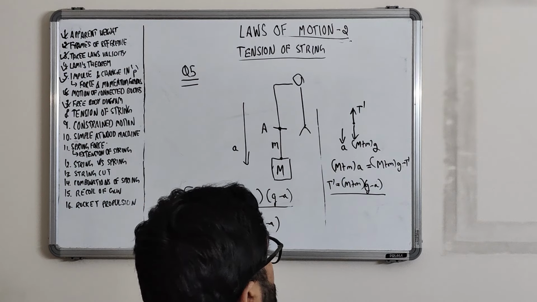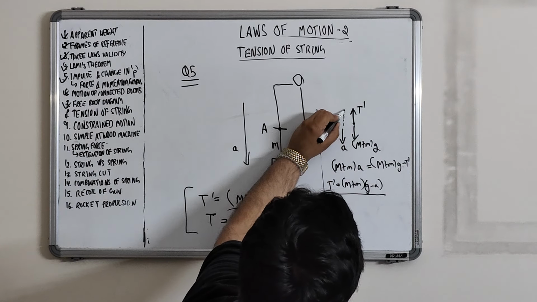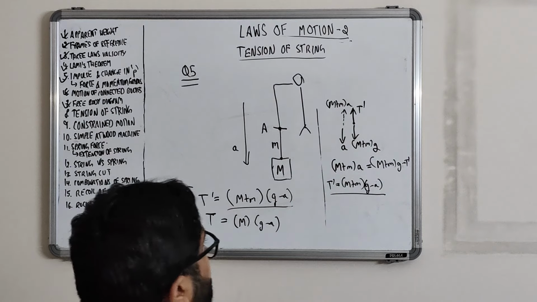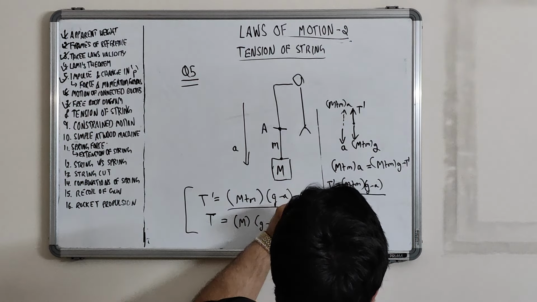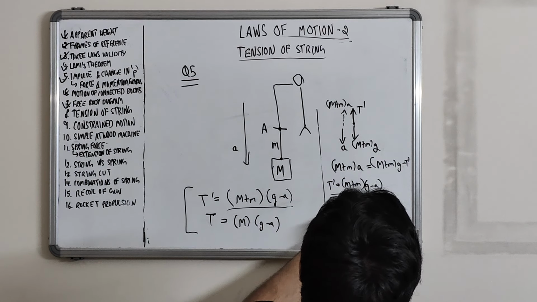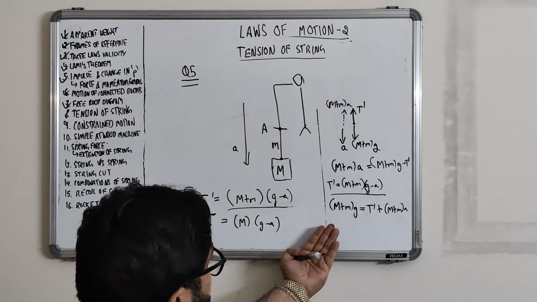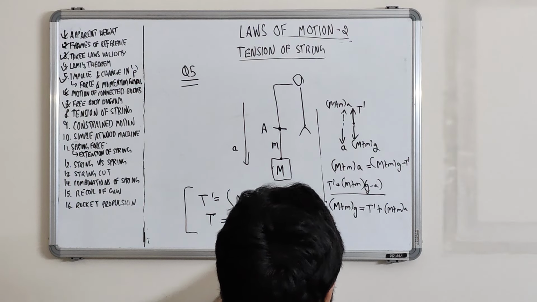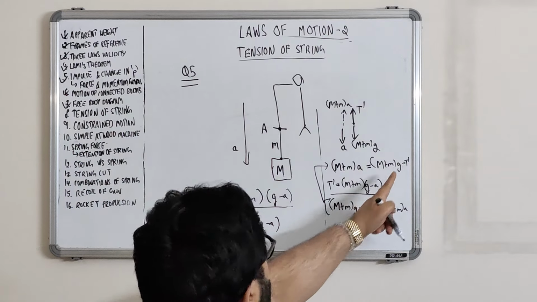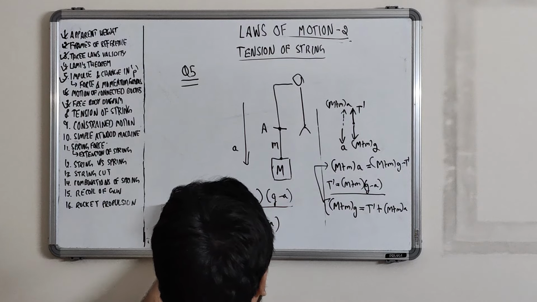Same thing if you will calculate it. Another way is, acceleration is downwards, so you apply the pseudo force upwards, M plus M into A. So what equation will we get? M plus M into G is equal to T dash plus M plus M into A. It is similar to what we had for upwards. If you look here, the T dash is just here. So we will get the same thing.